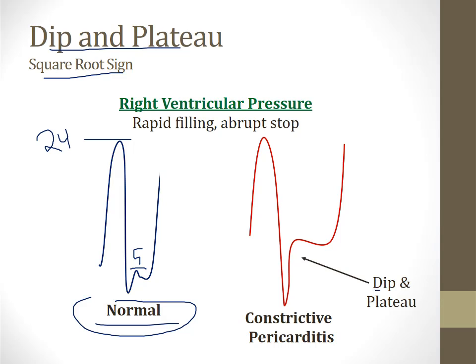So it has what's called the dip and plateau. You can see that there's a very deep dip here in the right ventricular pressure tracing, and then the pressure begins to rise but abruptly stops and then plateaus. This is also sometimes called the square root sign because it looks like a square root. And the physiology here is the same as the physiology we talked about before in the venous pressure tracing. There's rapid filling of the right ventricle because the myocardium is adherent to the pericardium, and then there's an abrupt stop in filling because there is a calcified pericardium surrounding the right ventricle, and this gives you the dip and plateau or the square root sign.